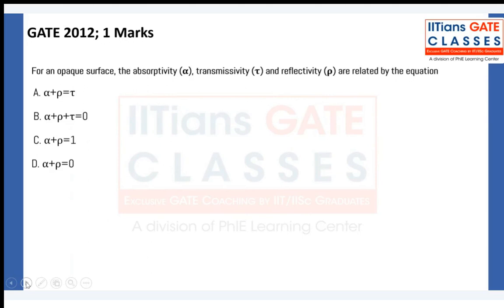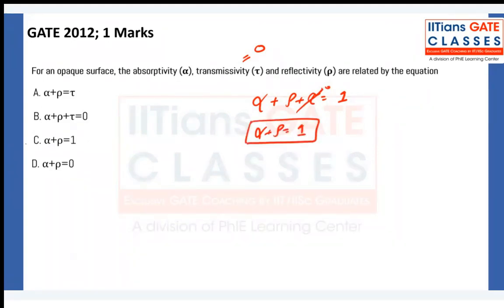Okay, chalo. Opaque body, very nice. Already the answer is there. Because we know transmissivity is equal to 0, and I know alpha plus rho plus tau is equal to 1, so this is 0. Alpha plus rho is equal to 1. Very nice. Already answered. Chalo, let us move on to the next question.